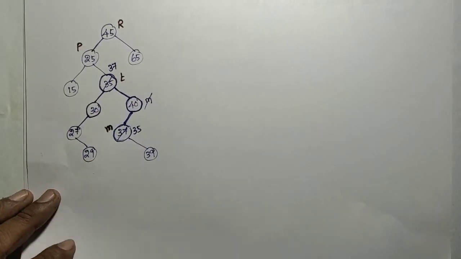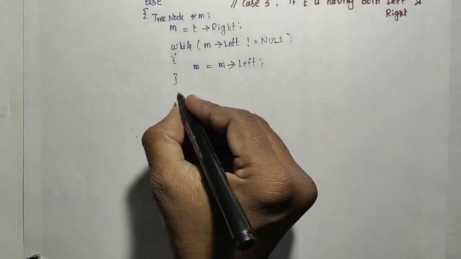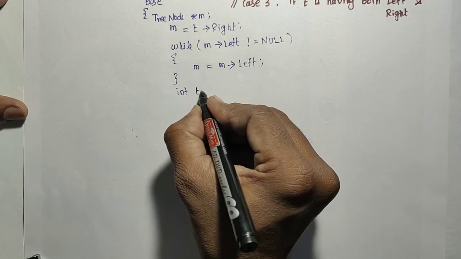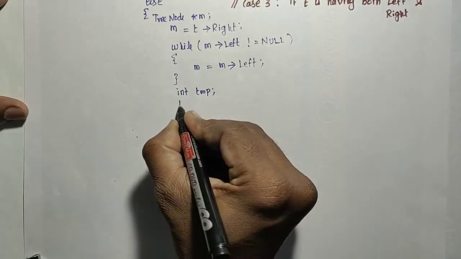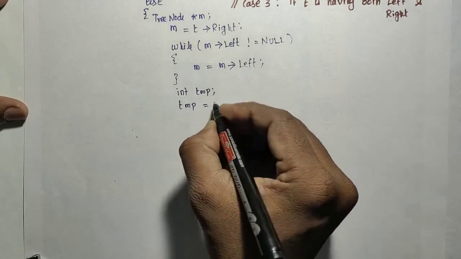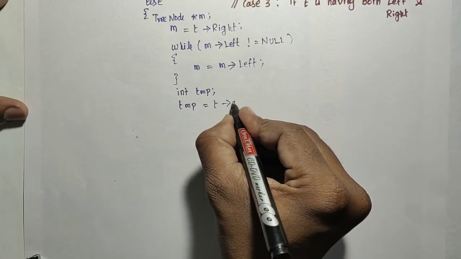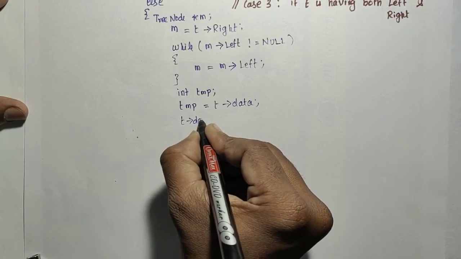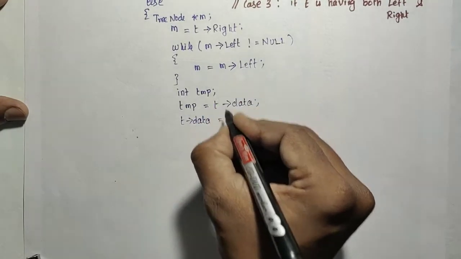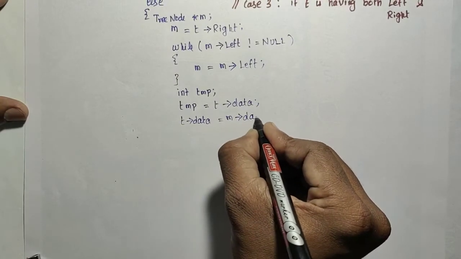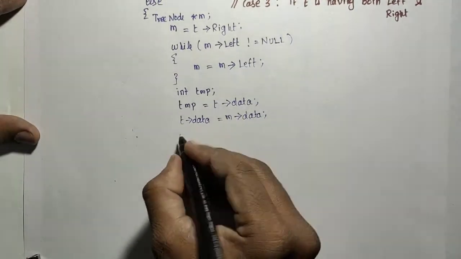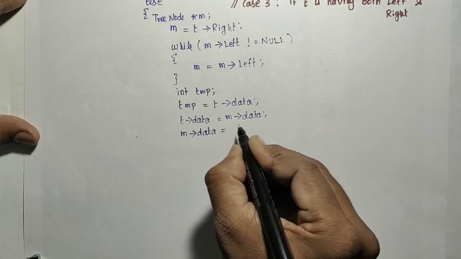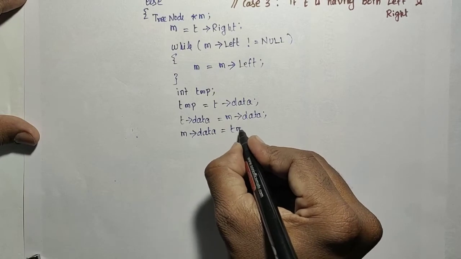So I need to write the code to do this swapping. For the swapping I have to create one temporary variable, int temp. Temp equal to t of data, and then t of data equal to m of data, and then m of data equal to temp.